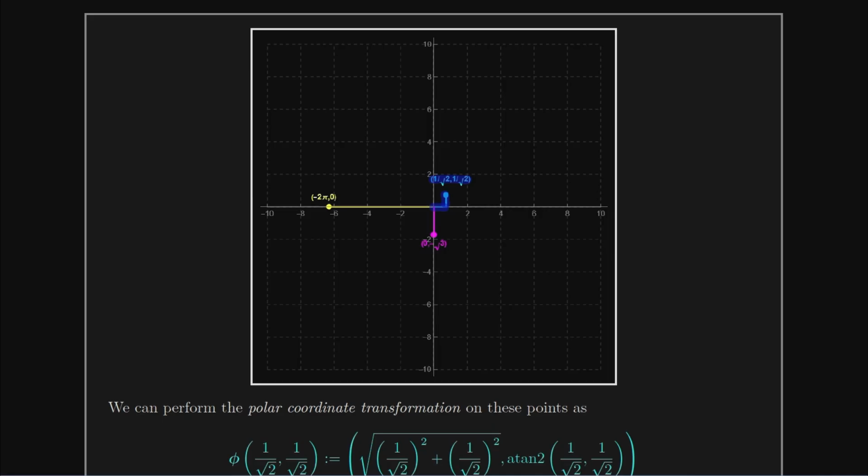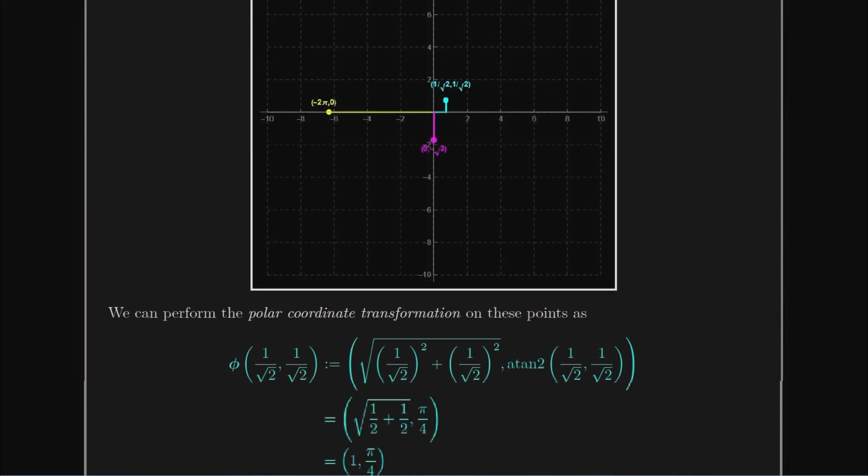So there's 1 over root 2, 1 over root 2. We also have something like negative 2 pi comma 0. The x-coordinate goes out negative 2 pi units in the x direction, and then we don't move at all in the y direction, so our terminus is the point. And then the point 0, negative root 3, we don't go anywhere in the x direction, but we go negative root 3 units in the y direction, and then the terminus is our point. So those are the 3 points in Cartesian coordinates and how you might think about them in space.